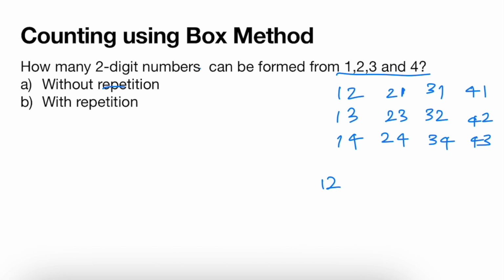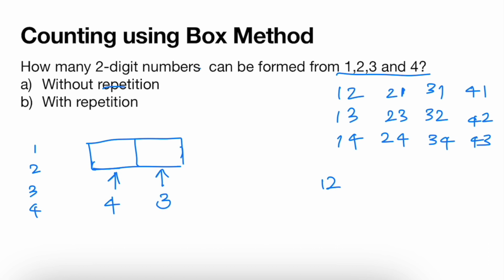But there is also a simple way to do it, which is called the box method. Let's put 2 boxes because we need 2-digit numbers. How many ways can we fill the first digit? We have 1, 2, 3, 4, so any of these numbers can go into the first box. So we have 4 ways of adding the first digit. Once we take away one number from these 4 numbers, we are left with only 3 numbers to fill in the second digit, because we cannot repeat the same digit which has been placed in the first place. So we have 3 more digits. If you multiply, you will get the total number of 2-digit numbers that can be formed using the digits 1, 2, 3, and 4.